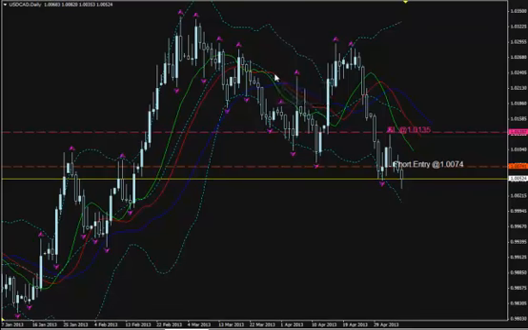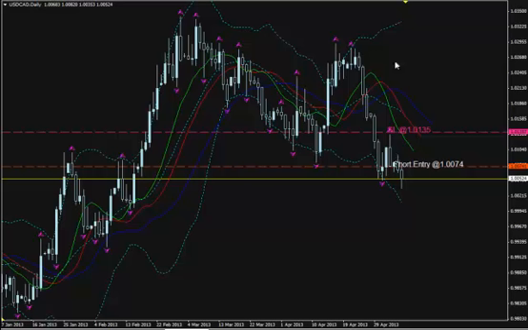I'm using the three colored lines, which is alligator, Bill Williams alligator, a very valuable indicator, and fractals, which is also another Bill Williams indicator, those purple arrows. I have chosen the color purple. You can give any color you like. Now, we had a valid entry fractal.